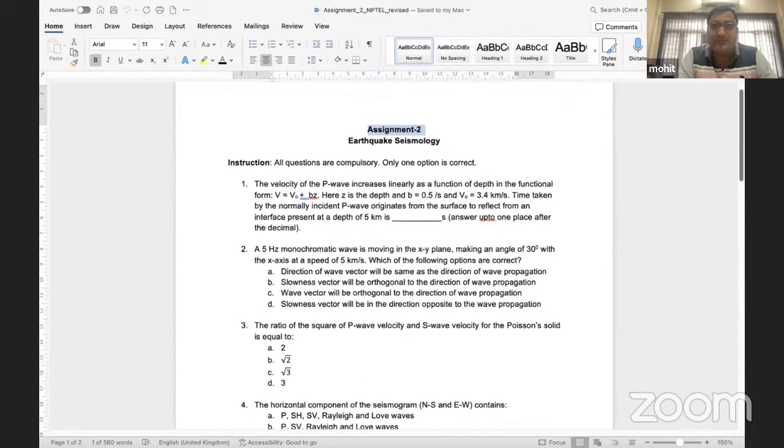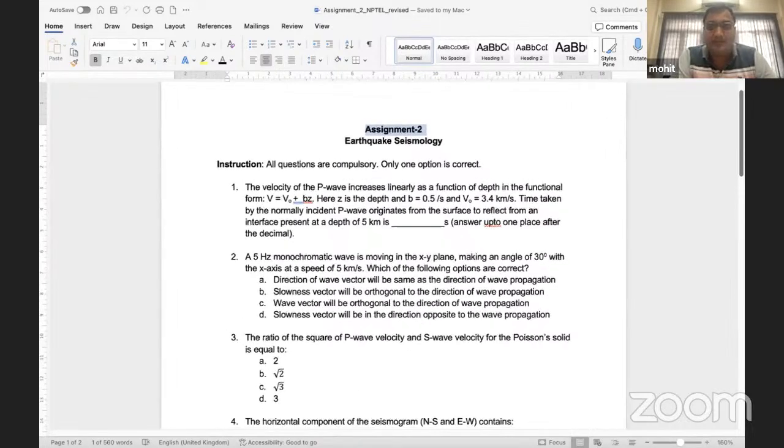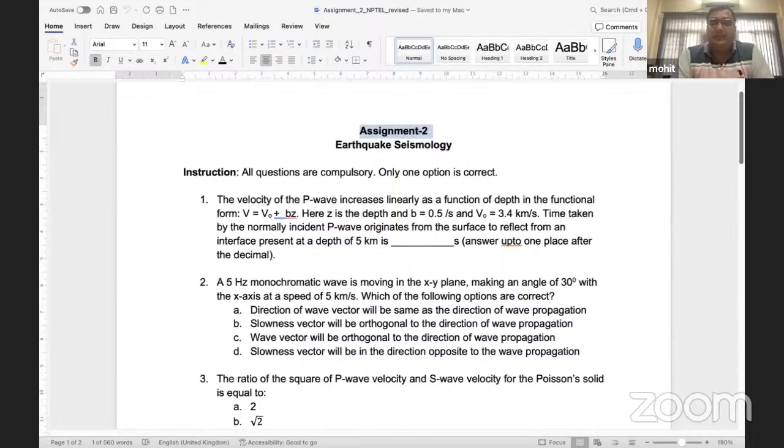So question number 1 says the velocity of the P wave increases linearly as a function of depth in the functional form V is equal to V naught plus Bz. Here, Z is the depth and B is equal to 0.5 per second.